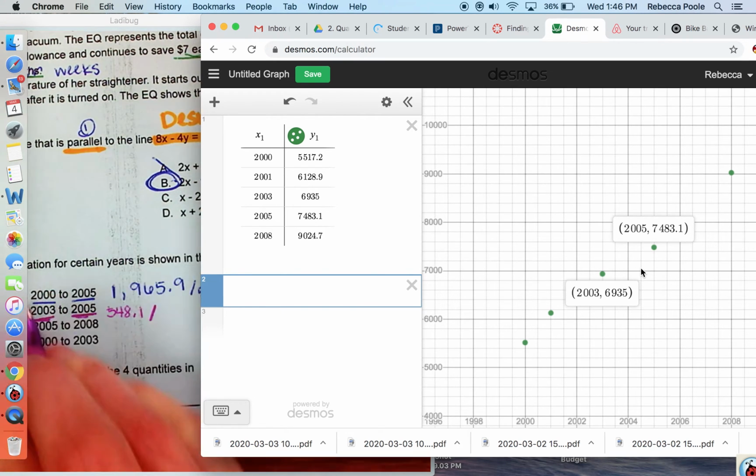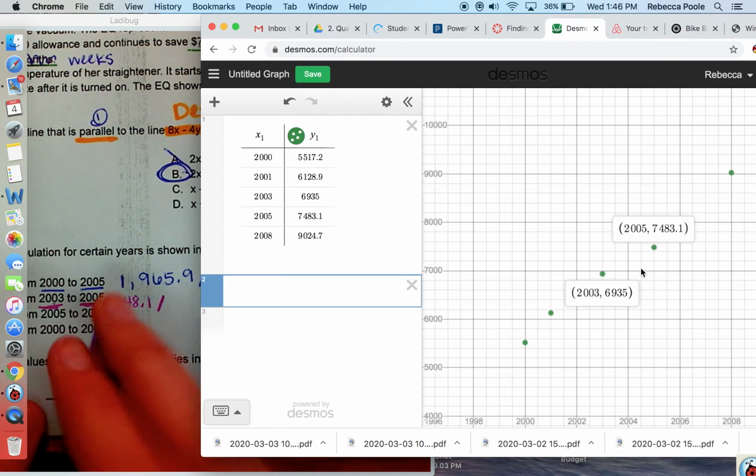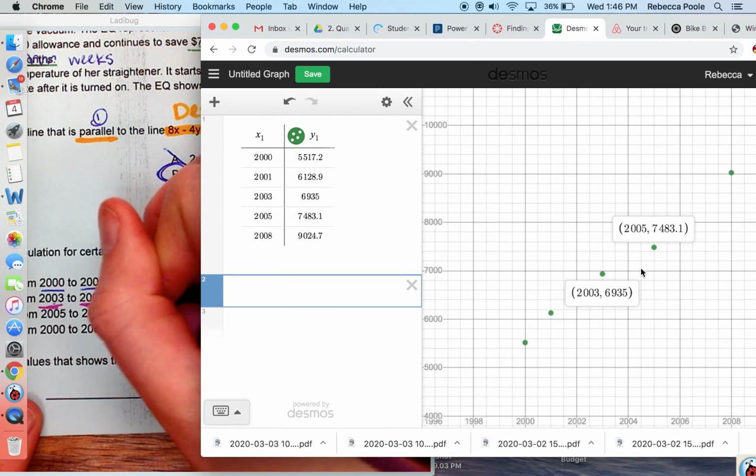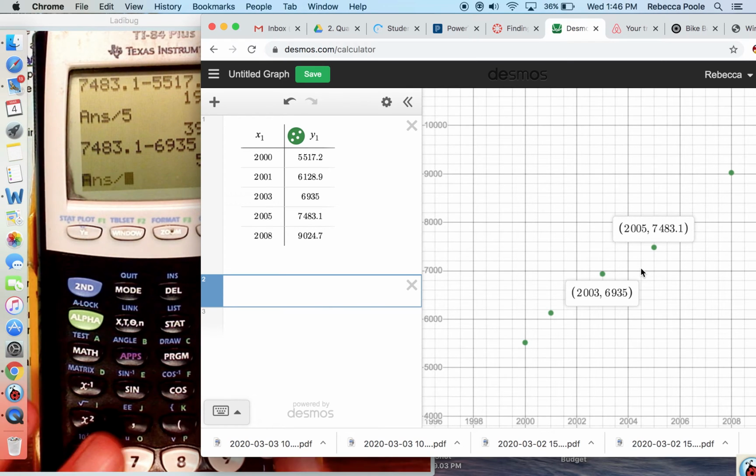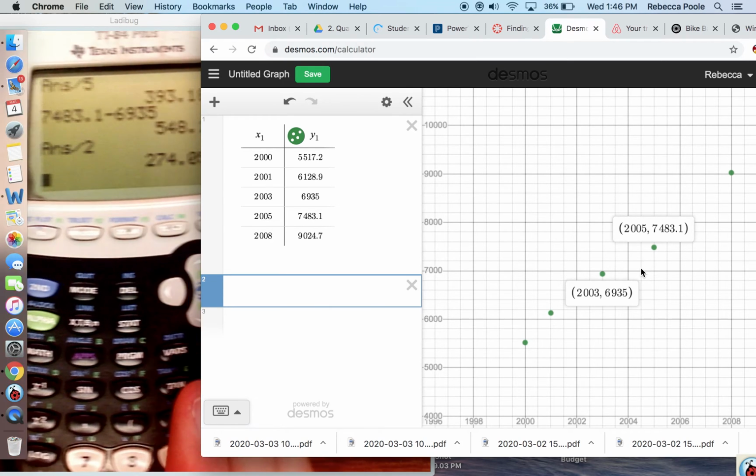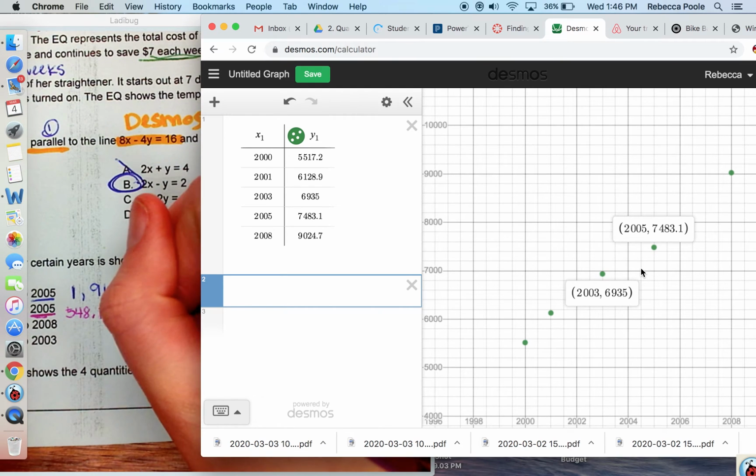And if I divide that, from 2003 to 2005 is 2 years. So change in y divided by change in x, I get 274.05.